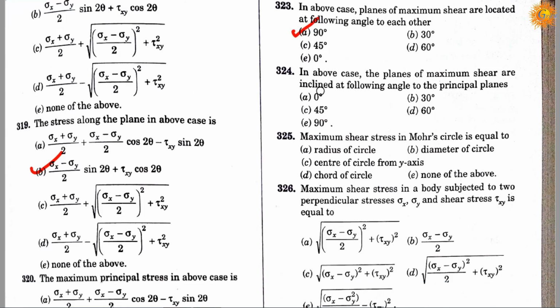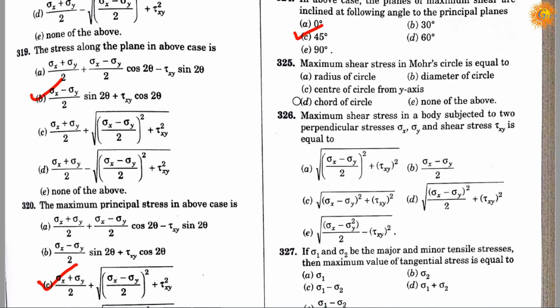Question number 324. In above case, the planes of maximum shear are inclined at following angle to the principal planes. Option A is 0 degree, option B is 30 degree, option C is 45 degree, option D is 60 degree, option E is 90 degree. So correct answer is C. It will be 45 degree.